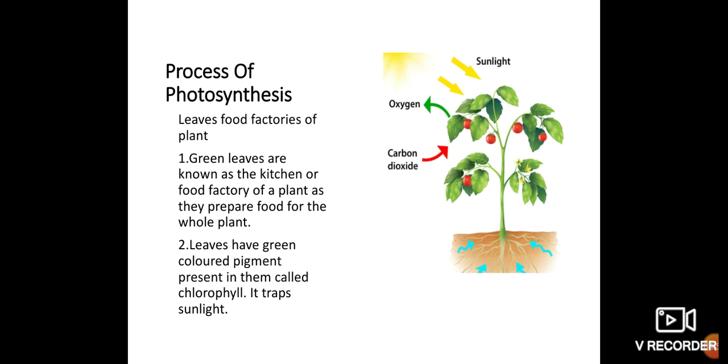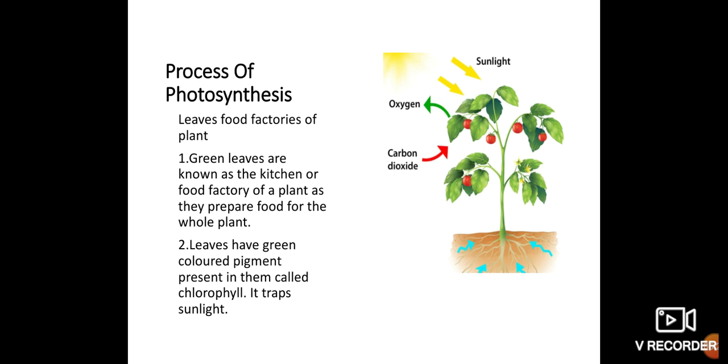The plant or the leaf uses the carbon dioxide, water and trapped sunlight to make food for the plant. This process of preparing food is known as photosynthesis. The word photo means light and the word synthesis means putting together. So the word photosynthesis means putting together by light.